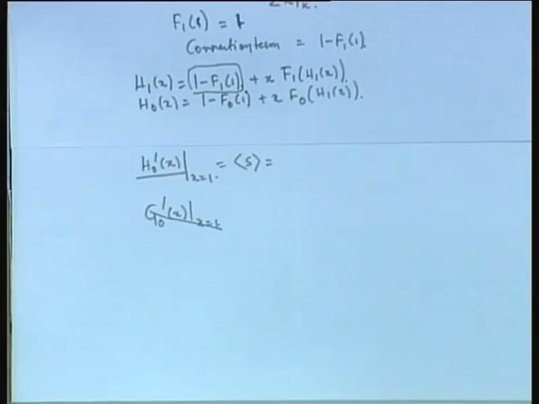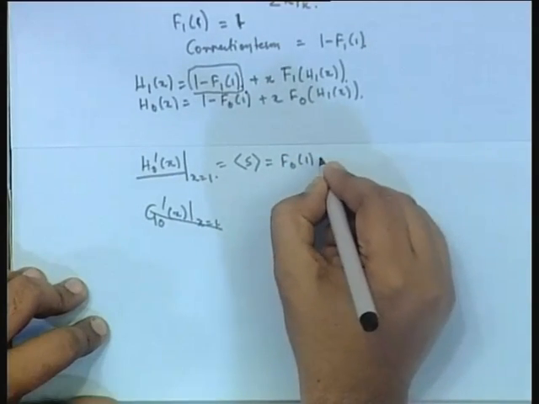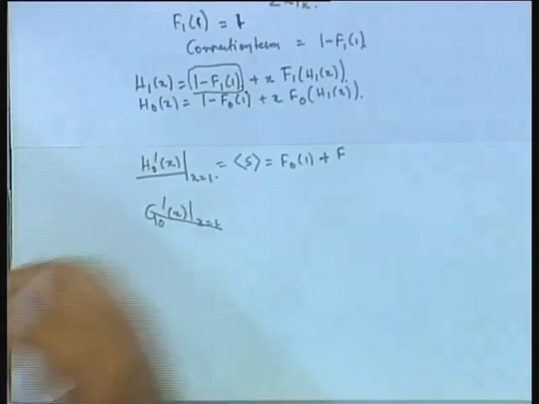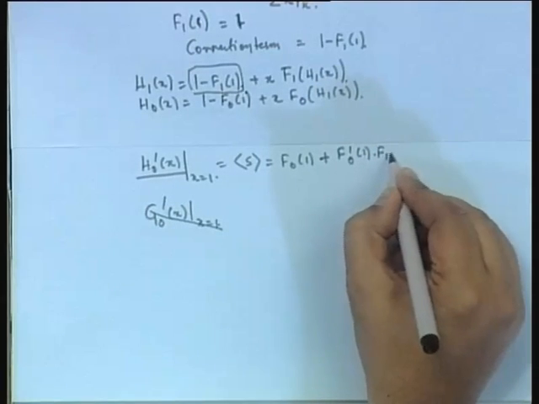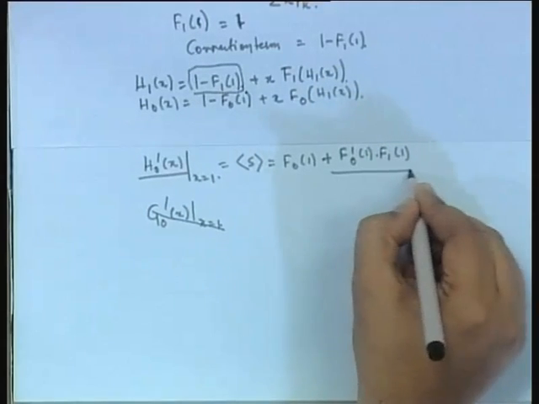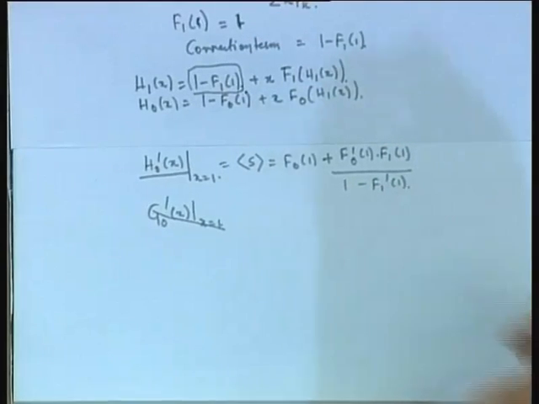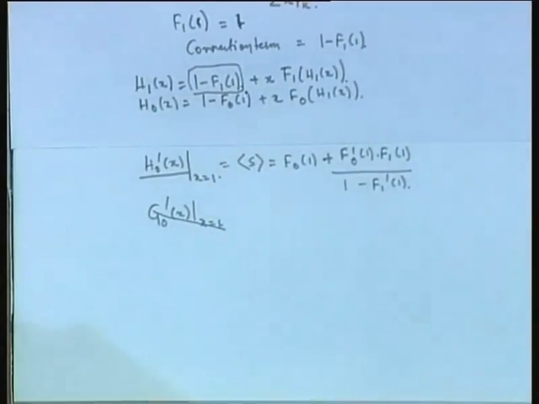So, the average component size, and if I do some calculation, it will come out like this. It is plus f0 dash 1 by 1 minus f1 dash 1. With using this and doing this calculation, you will see it comes simply to that. Okay.